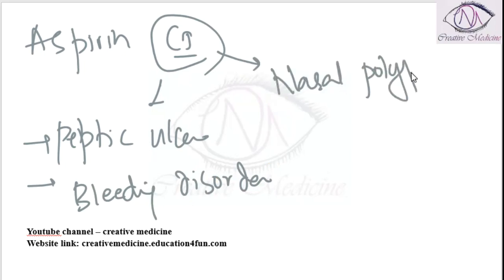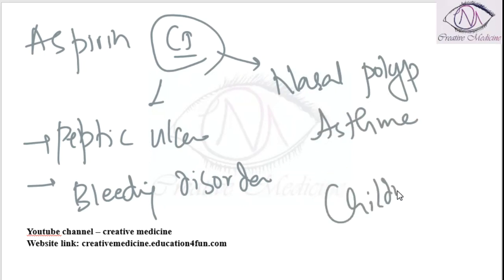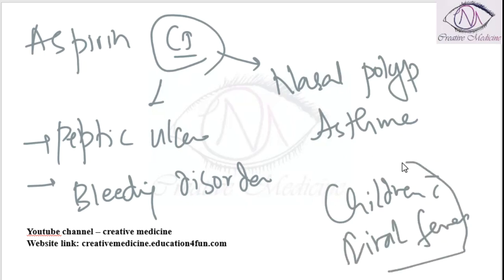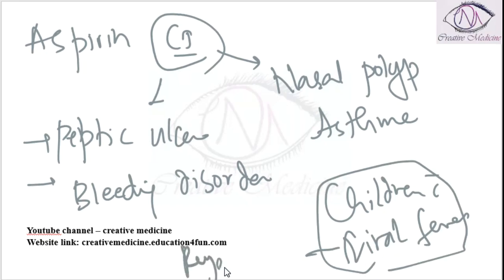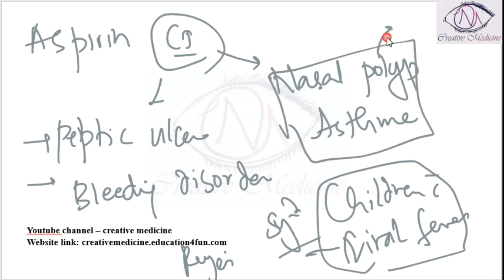It is contraindicated in nasal polyps, asthma, and also in children with viral fever, because aspirin can result in a syndrome called Reye's syndrome when children with viral fever ingest aspirin. In nasal polyps and asthma, aspirin inhibits the COX pathway, so there is less prostaglandin, which results in bronchoconstriction or bronchospasm. Asthma and nasal polyps by themselves cause bronchospasm, so overall aspirin is contraindicated in bronchospasm.